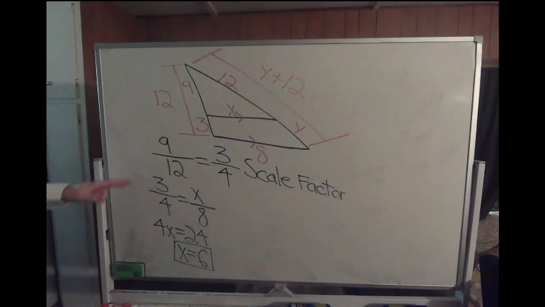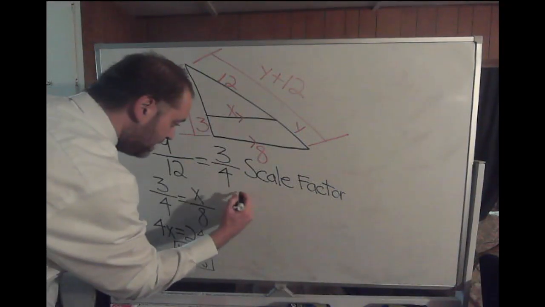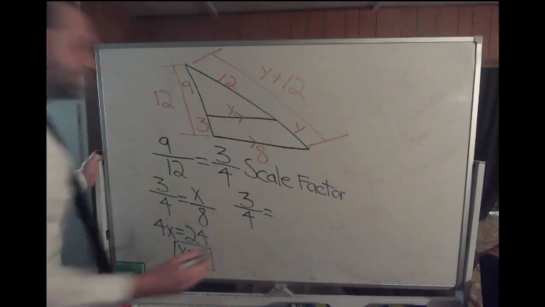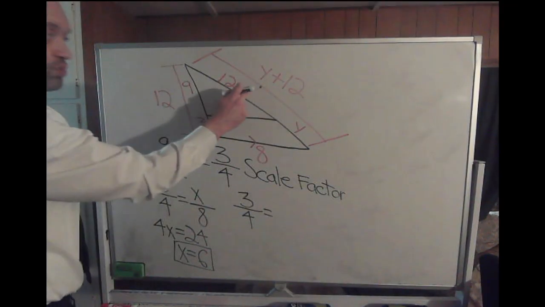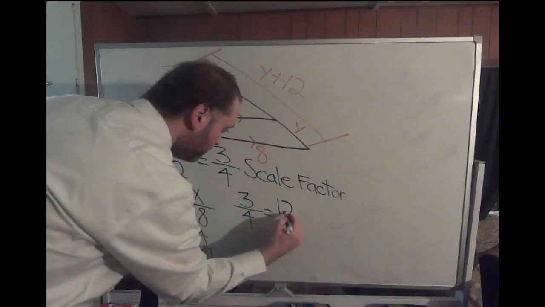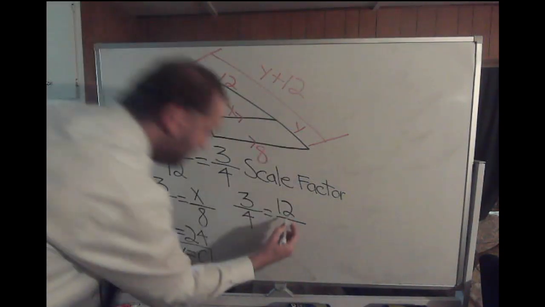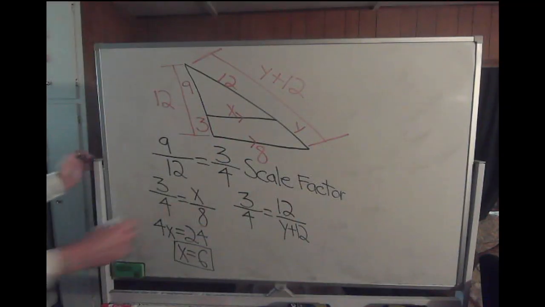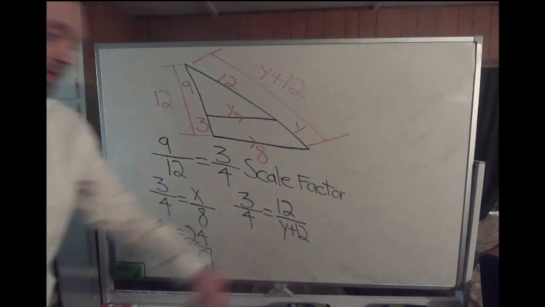Okay, now the next one's going to be fun. The reason I say that is because we still want to solve for y, but take your scale factor of 3 to 4. You're going to set that equal to, in the numerator, 12 for your smaller triangle, over the y plus 12 for the side of the whole triangle. So now we don't just simply have y by itself, we have y plus 12.